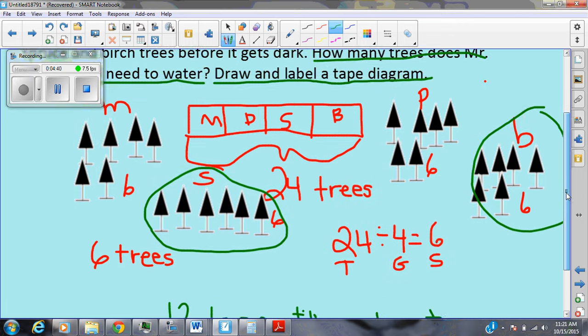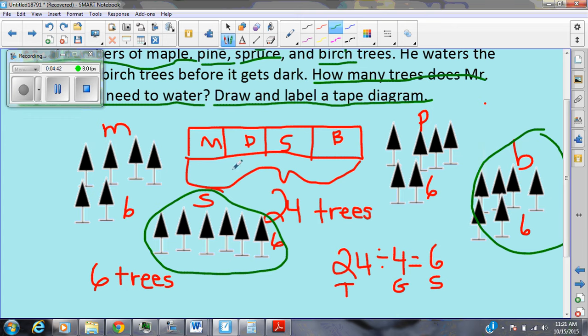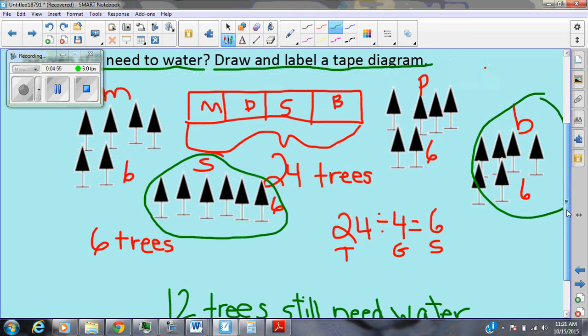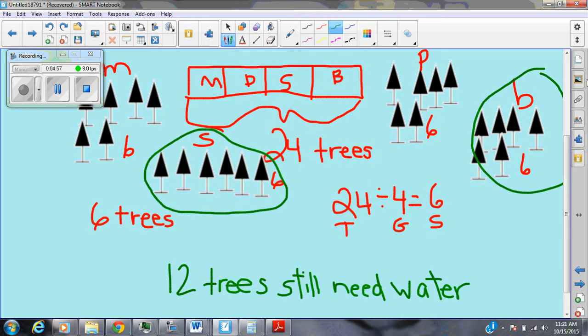Do I think my answer is correct? Yes. Why? Because I made 4 groups and I counted to 24 until I figured out how many were in each group. I have my division equation to show. I know there's 6 trees in each group, and it asks me how many trees he still needs to water. I counted how many he already watered, and then I counted what was left. So yes, it matches.